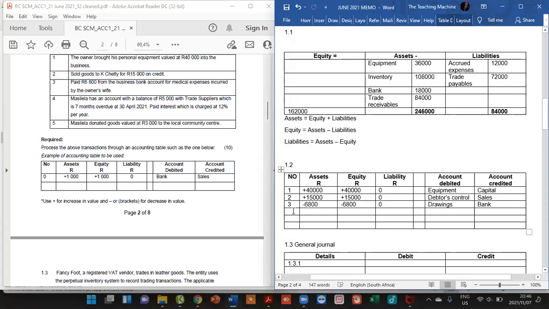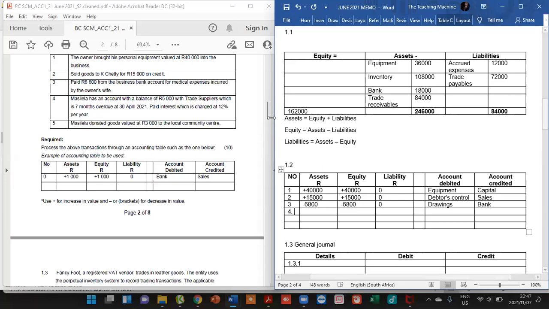Now, allow me to move on to the next one if everything is clear. If not, you can just type. Number 4, Masilela has an account with a balance of 5,000 with trade suppliers, which is 7 months overdue at 30 April 2021. Paid interest, which is charged at 12% per year.